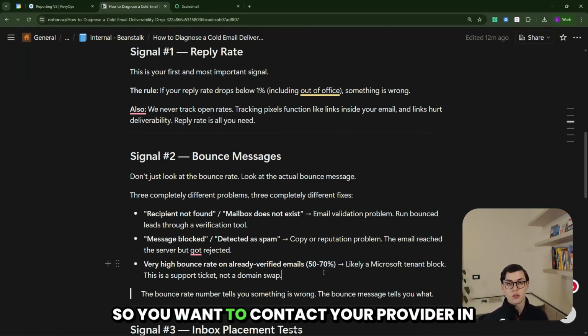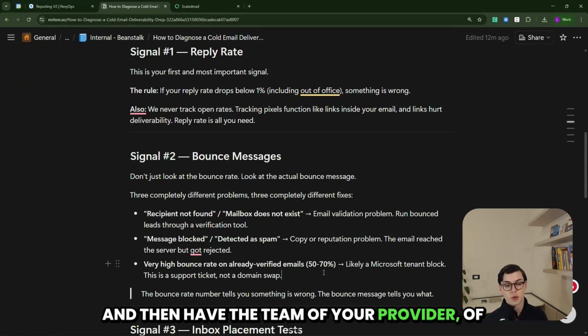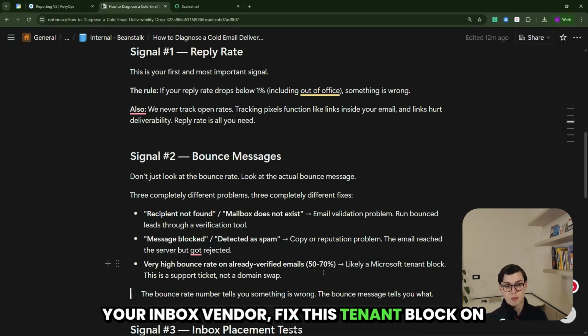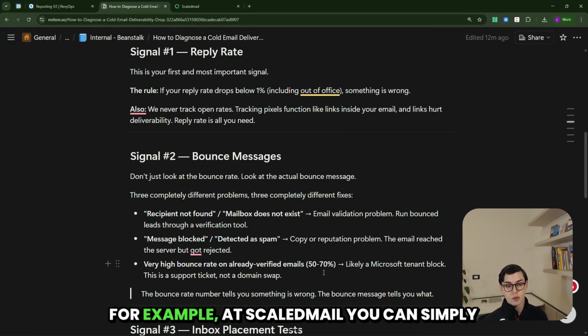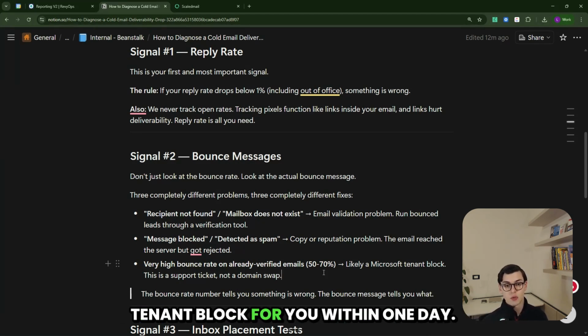So you want to contact your provider in this case, and have the team of your inbox vendor fix this tenant block on your end. For example, at ScaledMail, you can simply contact the support team in your dedicated Slack channel, and they're going to fix the tenant block for you within 1 day.